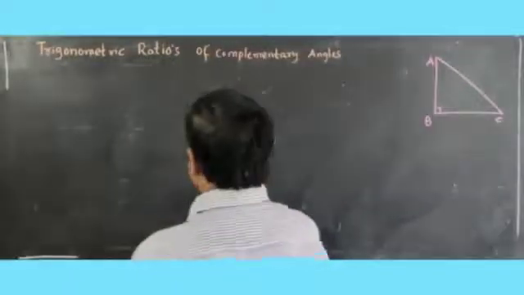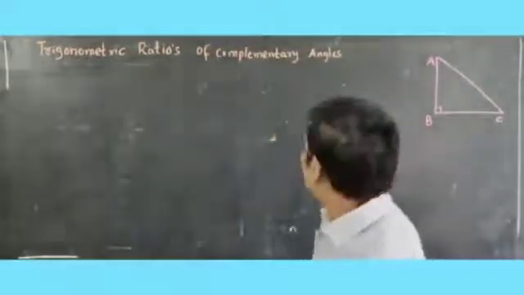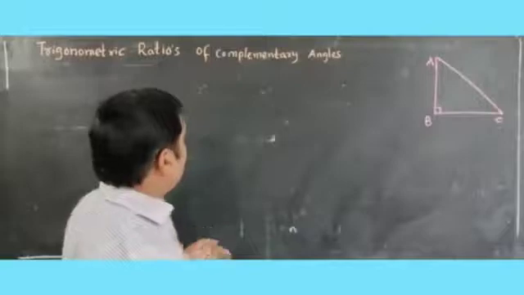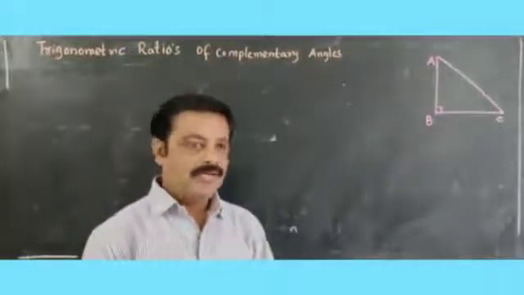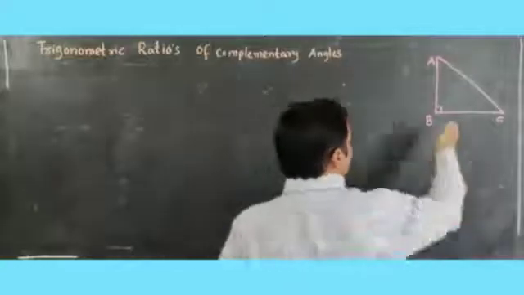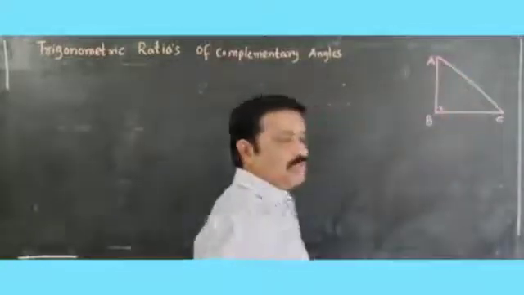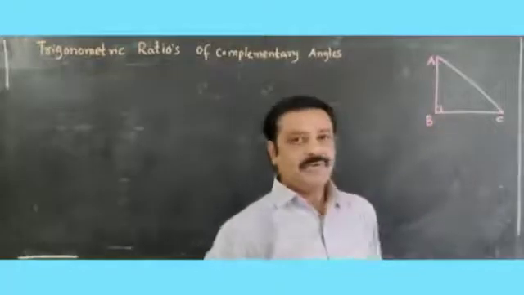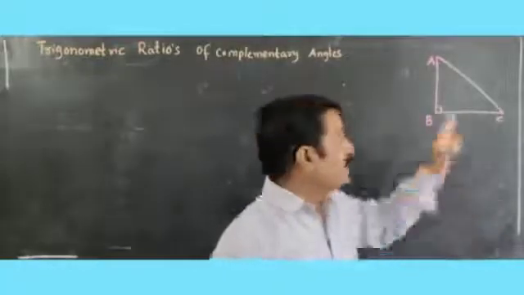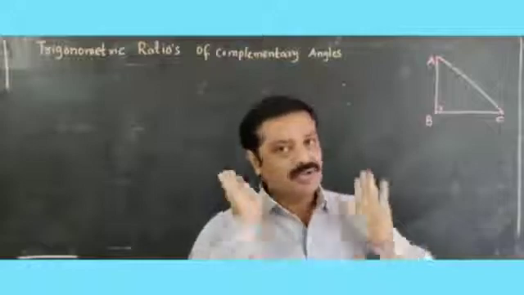This is trigonometric ratios of complementary angles. Already we know complementary angles means the sum of two angles is equal to 90 degrees. Already we know the sum of three angles of a triangle is equal to 180 degrees. In a right angle triangle, if angle B is equal to 90 degrees, it means automatically angle A plus angle C is also equal to 90 degrees.